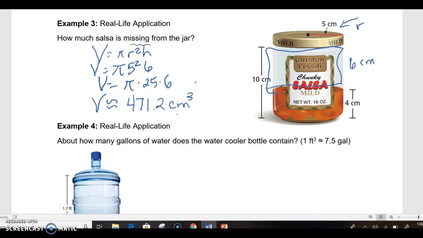I want you to try, even though it says number 4 is an example, I want you to try number 4 on your own. I want you to see if you can figure out, again, it says about how many gallons of water does the water cooler bottle contain. So they're looking for the volume of that bottle. And then there's a tricky part in there. We will have to do a conversion, but I will help you with that in class. So we'll go over the conversion part together. You can surely try it if you want, but if not, we'll look at it together.